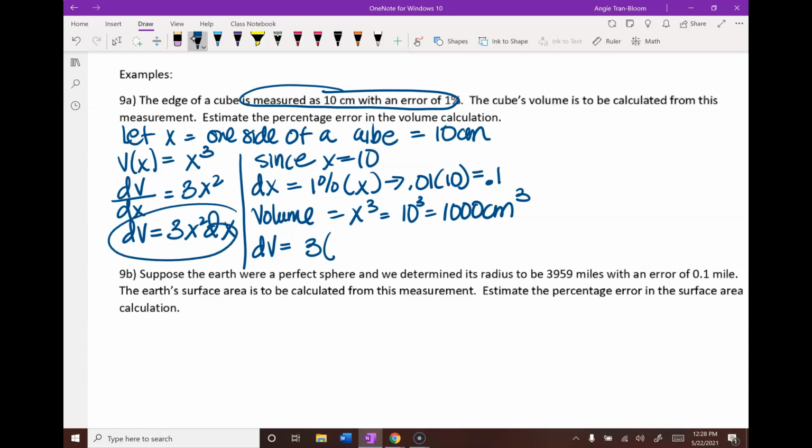well, this is what I'm using right here, guys. 3 times x is 10, so that's squared. dx we calculated from here, so that's going to get multiplied to here. So all of this is going to give me 30 centimeters cubed. Okay, so the change in volume is 30 centimeters cubed, but this one says estimate the percentage error.